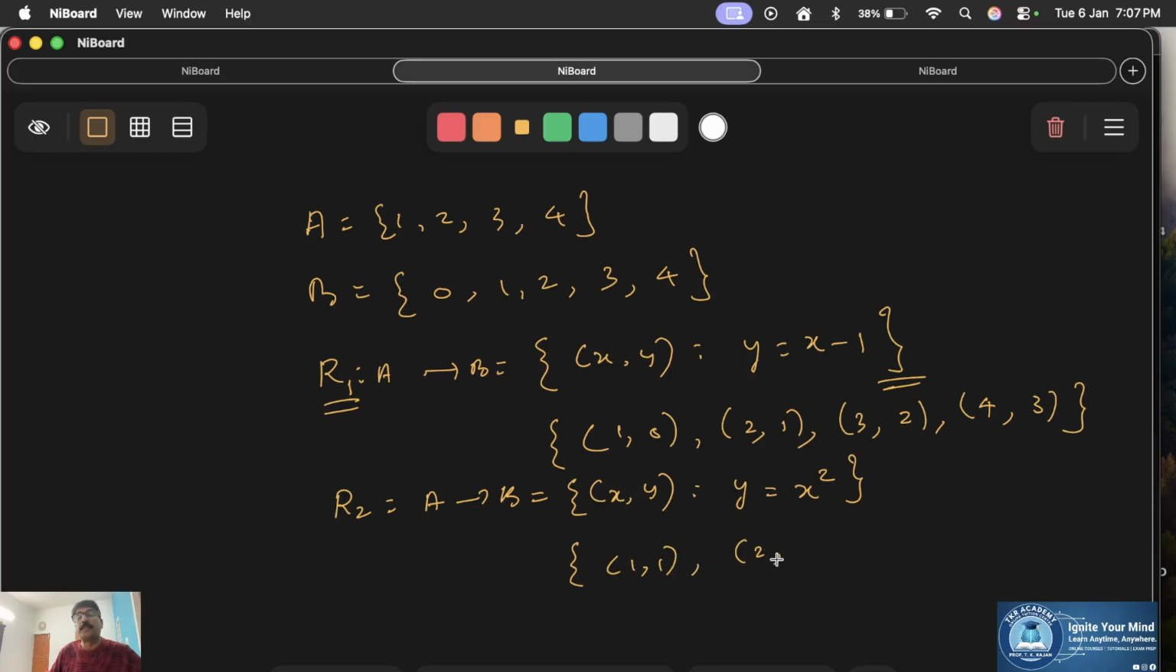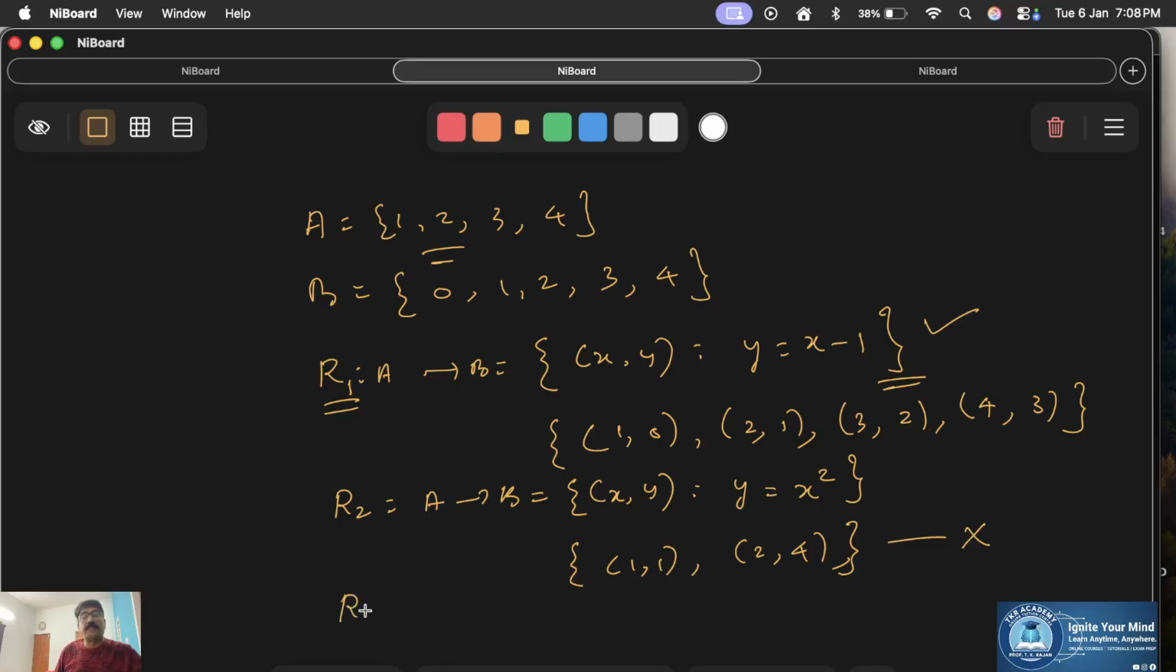2 has image 4, but 3, its square is 9. There is no 9 in B, so 3 has no image. Similarly, 4 also has no image in B. So R2 consists of only 2 pairs, and every element in A does not have an image here. Only 2 elements, 1 and 2, have images in B, but not 3 and 4. Therefore, this is not a function. This is a function, whereas this is not a function.